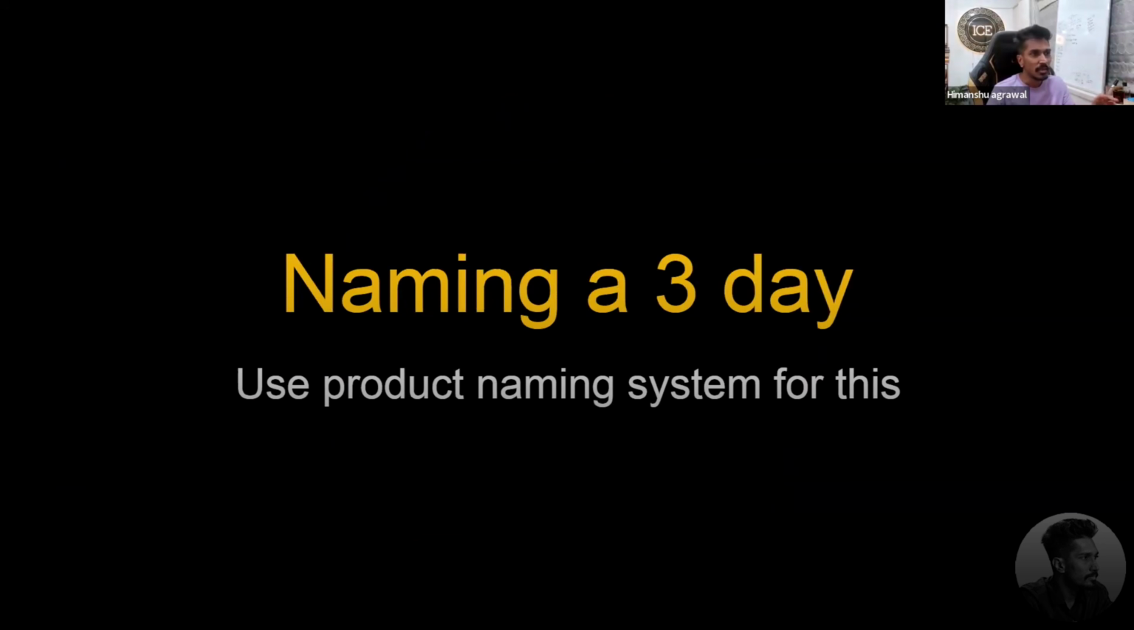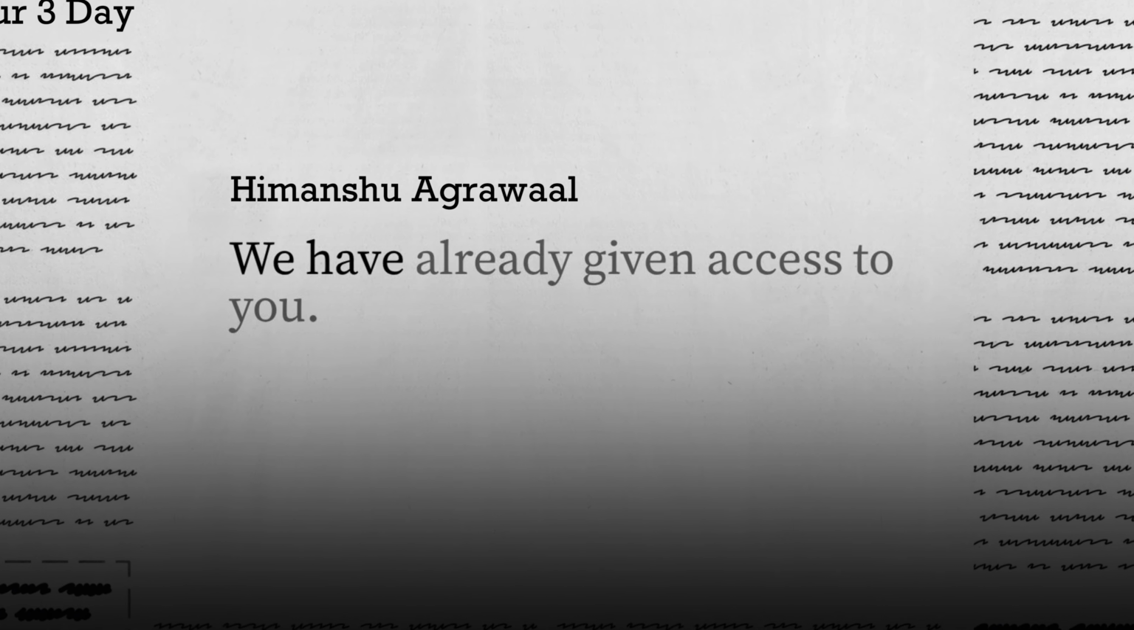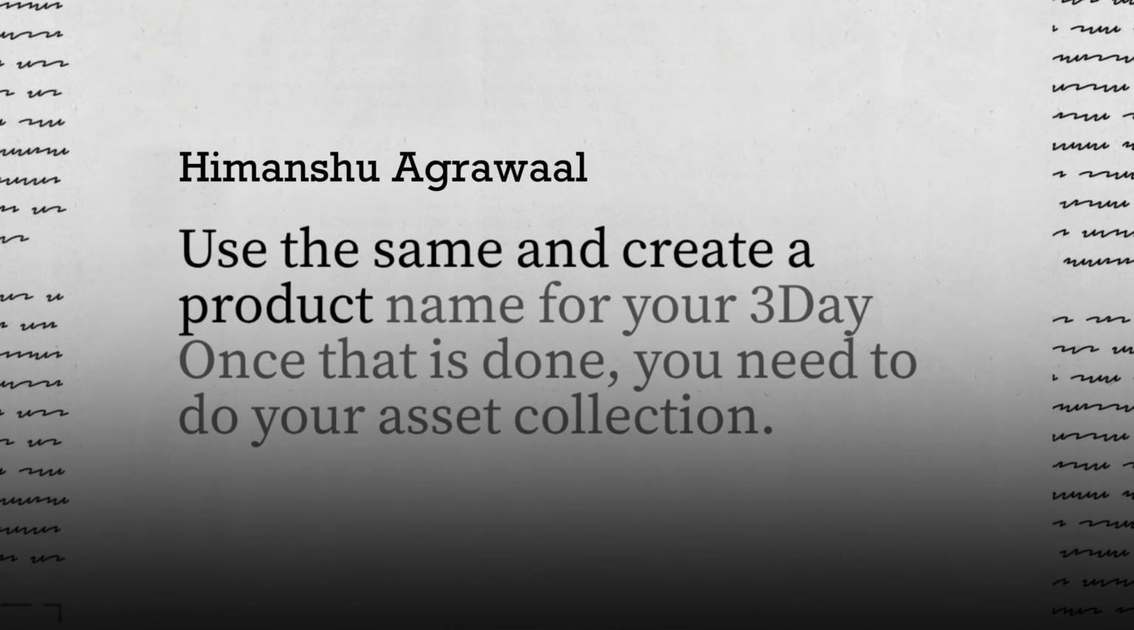Now comes naming a 3-day. For that you're going to use the product naming system. You already know how to use this. It's an Excel sheet. We have already given access to you. You have seen it in the webinar and workshop as well. Use the same and create a product name for your 3-day.